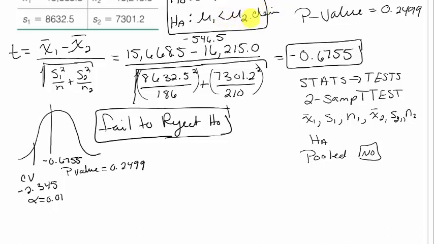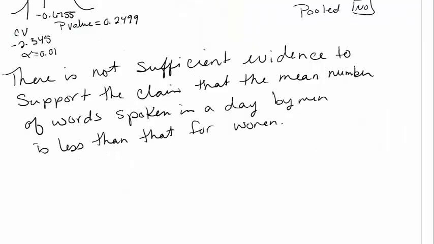And so now I'm just going to write out our conclusion. So there is not sufficient evidence to support the claim that men speak fewer words. So here is our conclusion statement. There is not sufficient evidence to support the claim that the mean number of words spoken in a day by men is less than that for women. So again, we failed to reject our null, which in essence means we're rejecting our claim, and that means that we did not have sufficient evidence to support our claim.